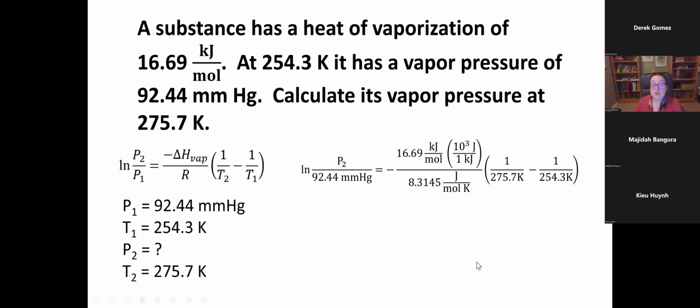All right. So if you look on the right side, everything there is just a number. There are some units, but all those units are actually going to end up canceling. The units of kilojoules are going to cancel. The units of joules are going to cancel. The units of moles are going to cancel. And the units of Kelvin are going to cancel. On the right side, all of those numbers and units are going to boil down to just a number. So you can put that in your calculator and come up with a number for that right side of the equal sign.